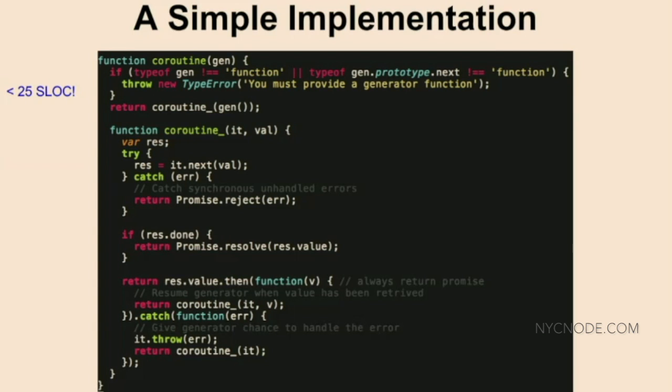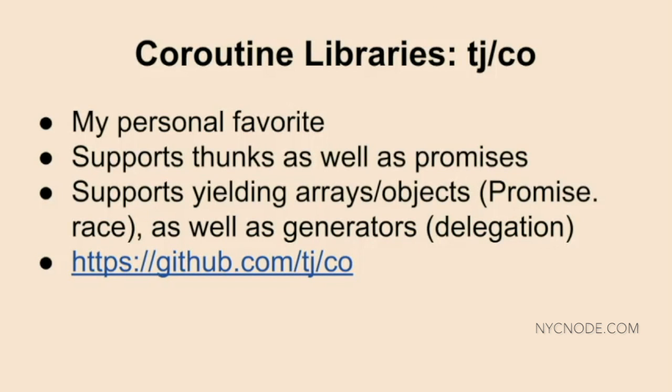So, speaking of libraries, let's talk about some of the ones that already exist, because that's probably what you're going to want to use in your production code. My favorite is Co. It's written by TJ, who used to be Vision Media. He's the guy behind Express and a core contributor of Koa, and it's my personal favorite. It supports thunks as well as promises.